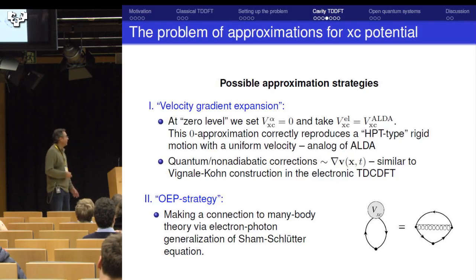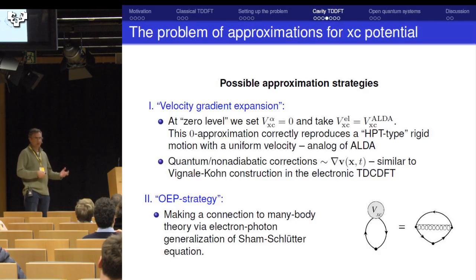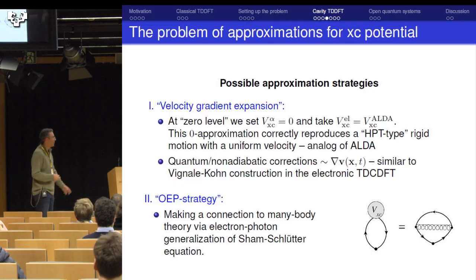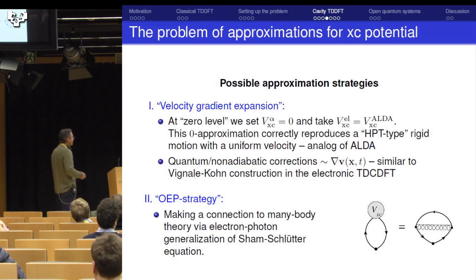So this means that all non-trivial exchange correlation effects should come from the gradients of the velocity, and then it would be desirable to design a potential in the spirit of the Vignale-Kohn approximation, for example. This is not done yet. The thoughts are in progress.